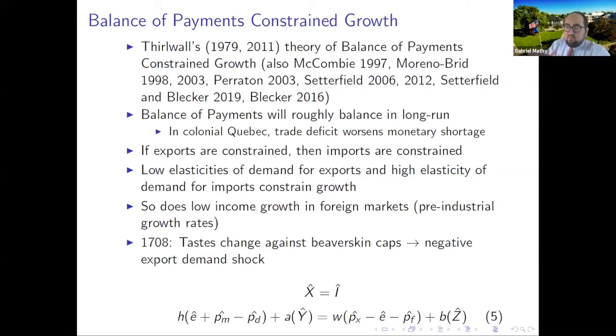So, we kind of beat around the bush a little bit. Just to formally think about the balance of payments constraints on growth, which a lot of people have written on, Setterfield has written a lot of good stuff on that. Blecker's 2016 paper is also good. Basically, the balance of payments will roughly balance in the long run; you can't have huge imbalances in your balance of payments. You won't get huge capital account surpluses.